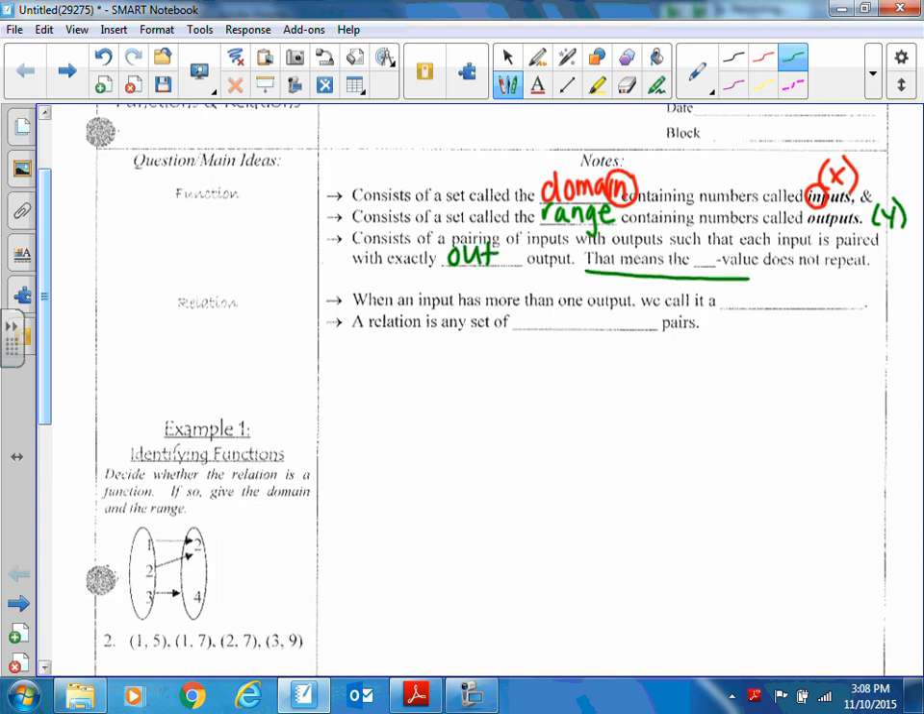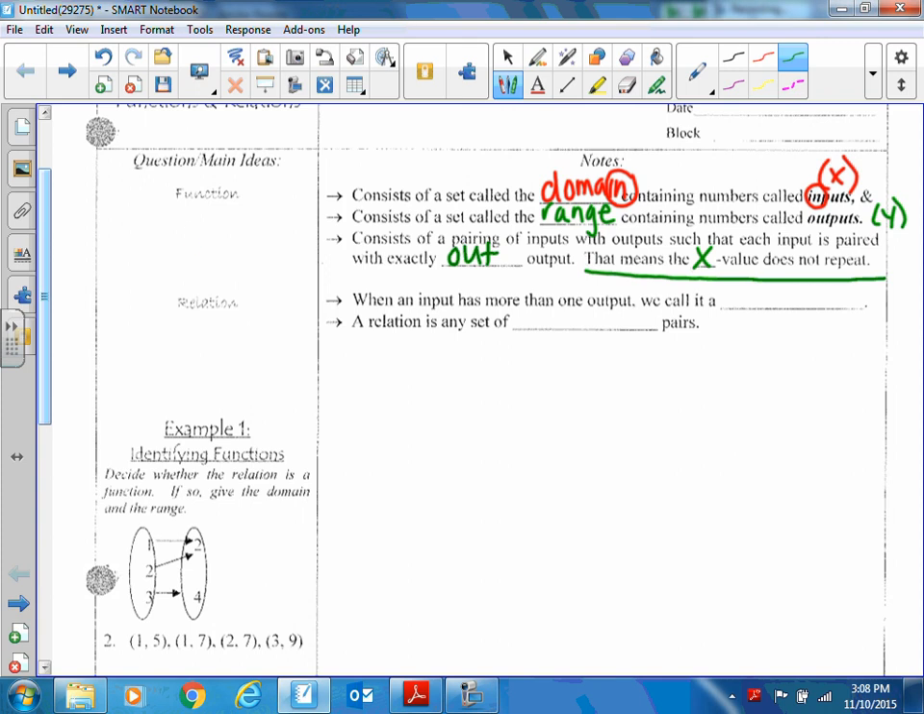Okay, so that's a little wordy and it does get a little confusing, but the main idea is this right here. This means that for a function to be a function, or for a relation, right, a list of ordered pairs, a relation to be a function, the x value cannot repeat. And we'll look at examples, but the main thing here is that the x value does not repeat.